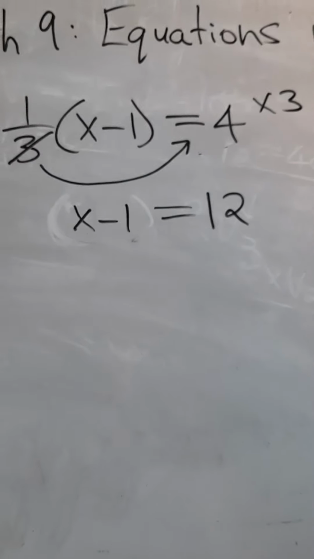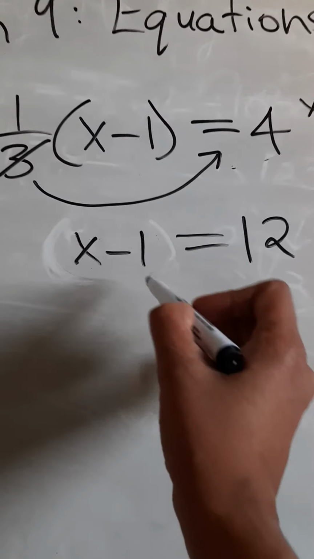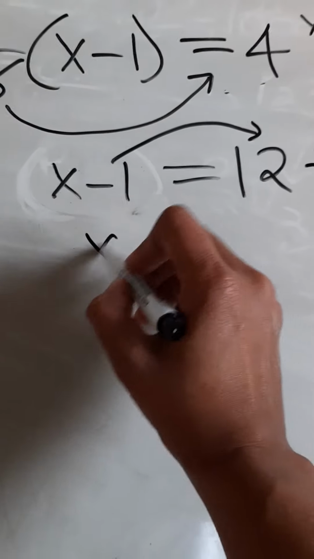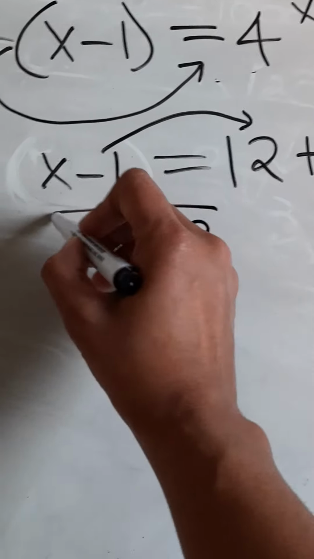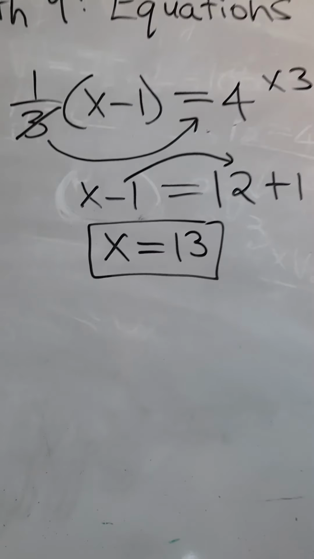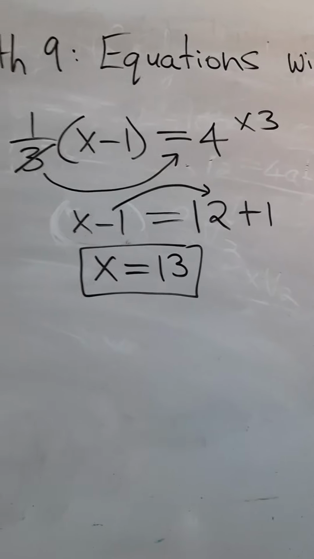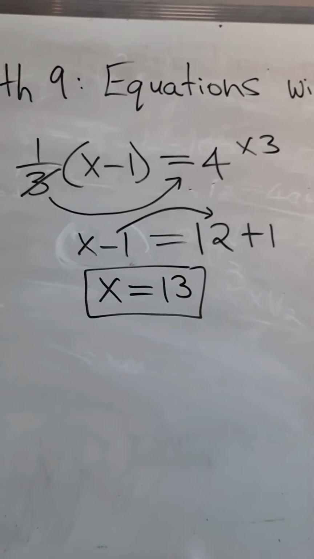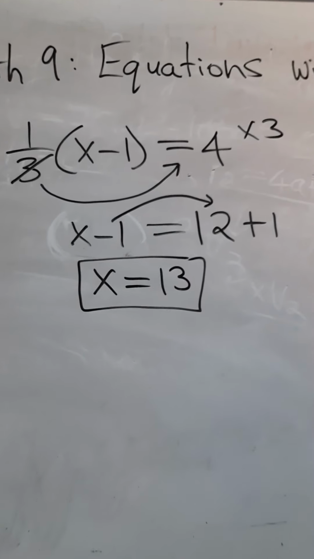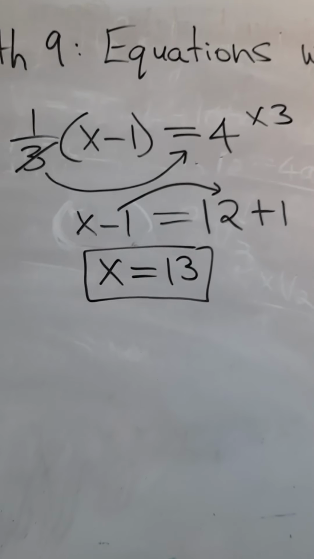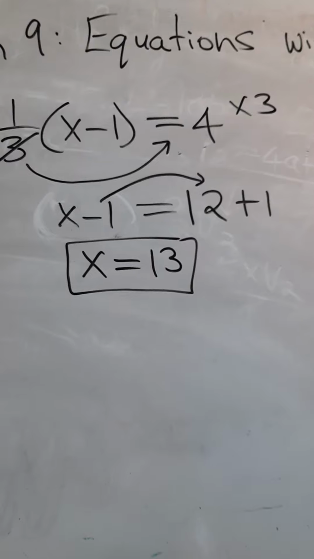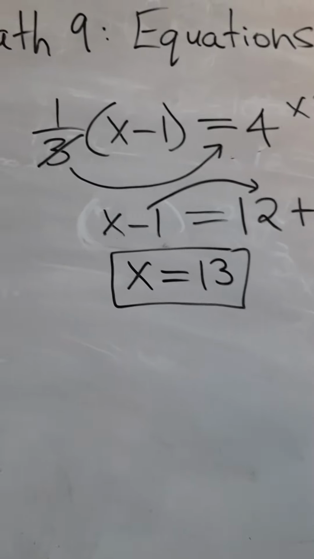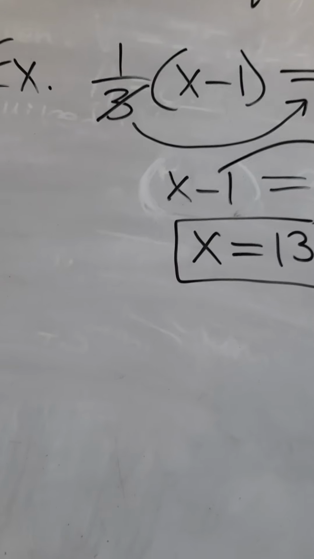Does everyone see that? And in the next step, I'm going to take this negative 1 to the other side. It's going to be plus 1. And x is equal to 13. All right, and that's my final answer. And that is all I'm doing here. Okay, so again, in the first step, you're going to take the denominator to the other side and multiply it. And then I'm taking the negative 1 to the other side. Every time you go across the equal sign, make sure you are changing the sign. Okay, are there any questions here?